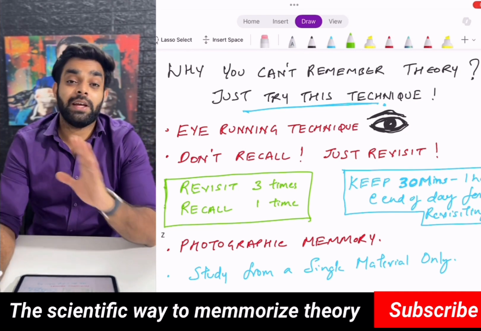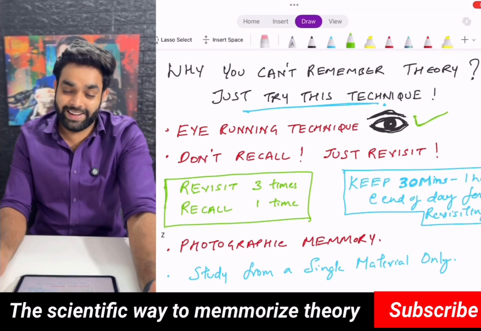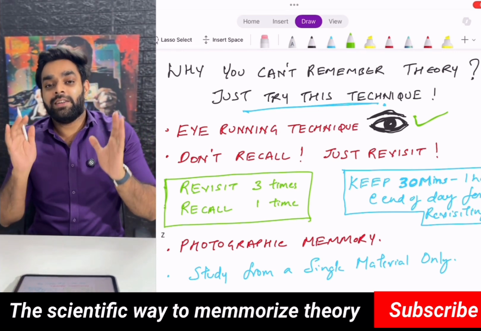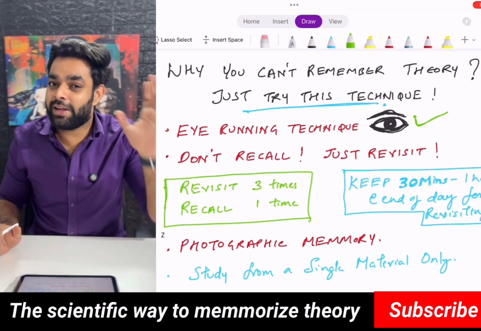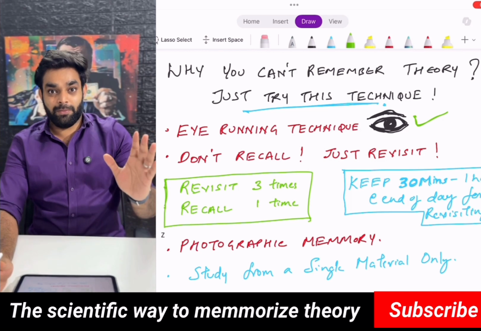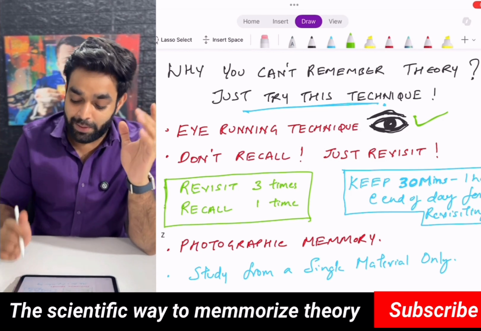And one day I randomly heard about this one technique, which I named the eye running technique, and I modified it a bit in my way. And let me tell you guys, this actually works. I have been using this secret technique in my inter and final level to clear my CA examination, and I love theory subjects now because I know I have cracked the knack to learn theory. And this is what I'm going to tell you today.